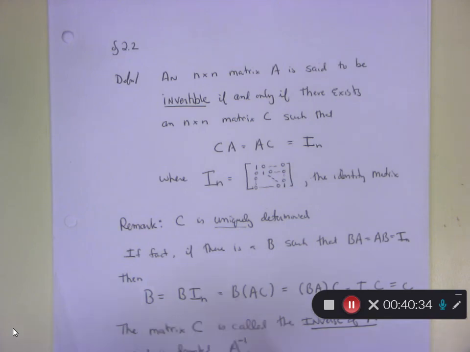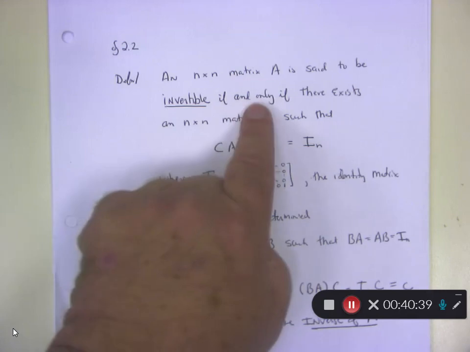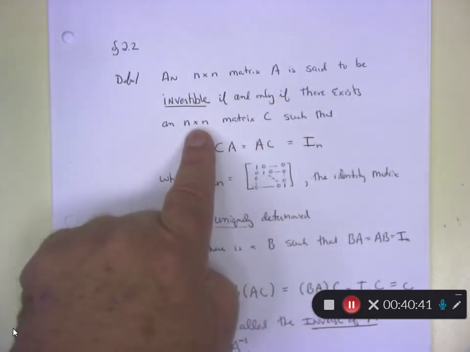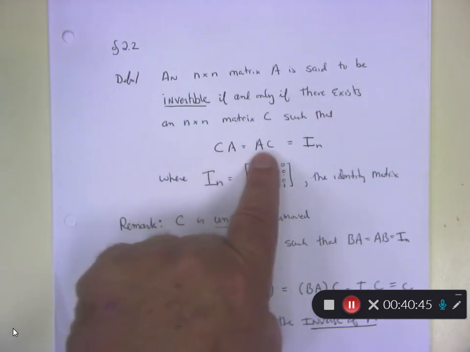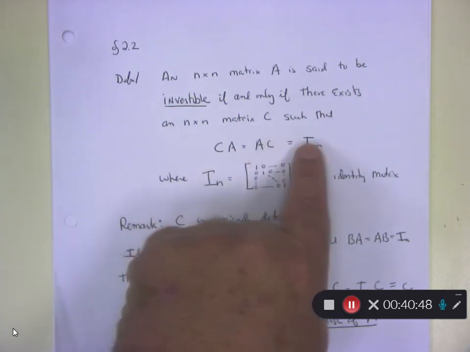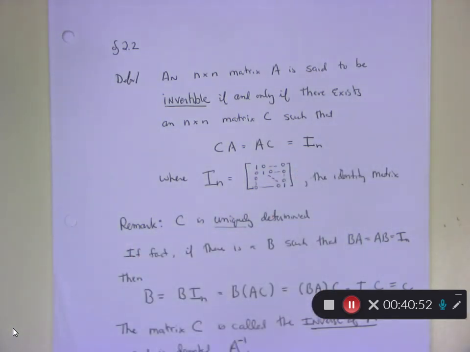Okay? N by n. So, an n by n matrix A is said to be invertible if and only if there exists an n by n matrix C such that C times A is equal to A times C, which is actually equal to the identity matrix I. And the way I want you guys to look at the identity matrix is under multiplication, we have something called the multiplicative identity. It's 1. What's 1 times anybody? Itself, 1.